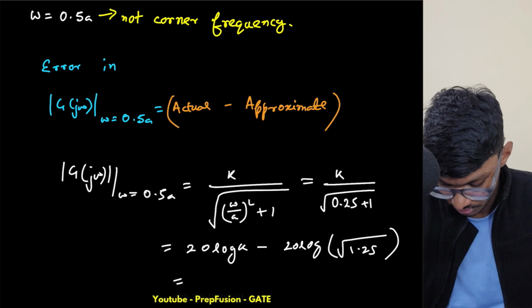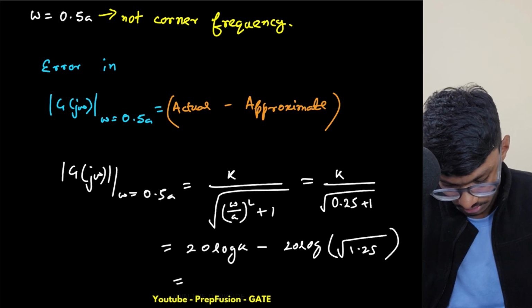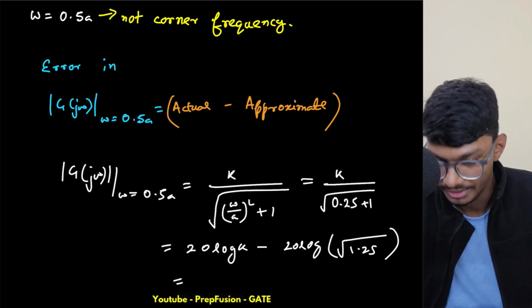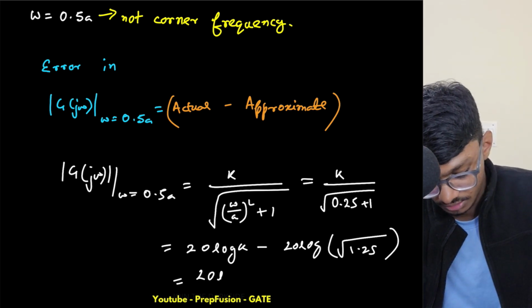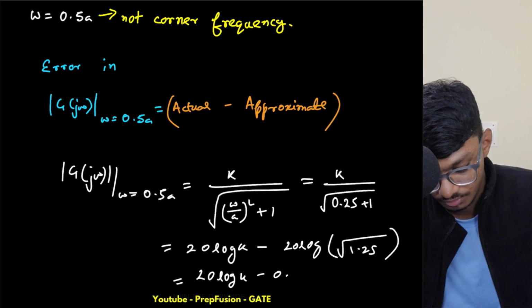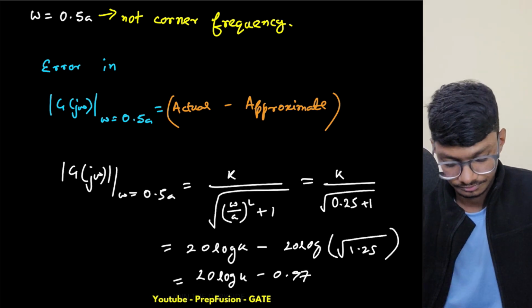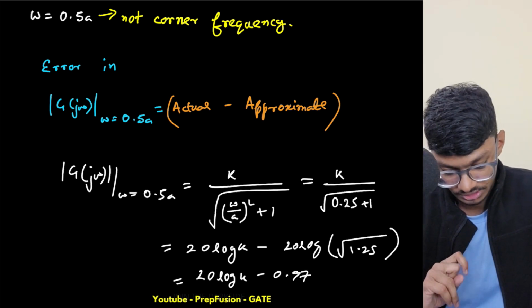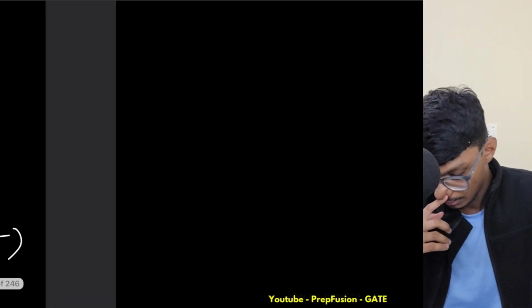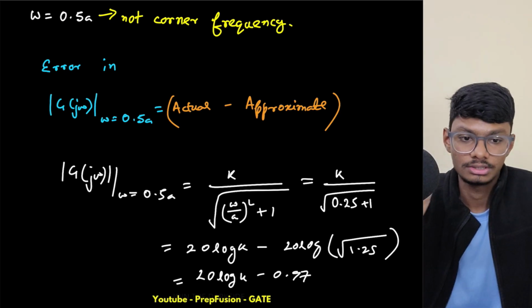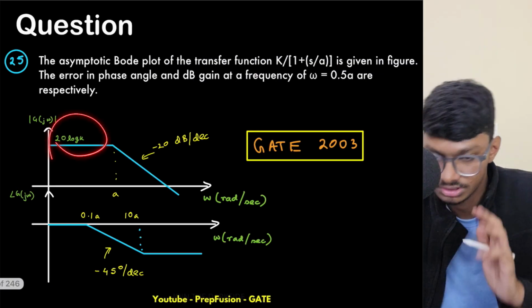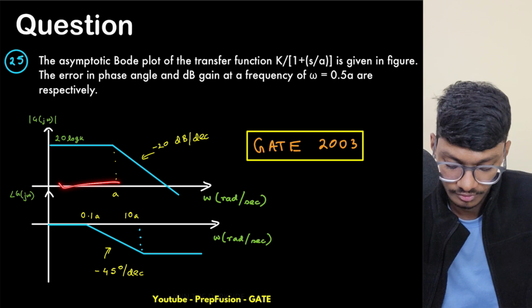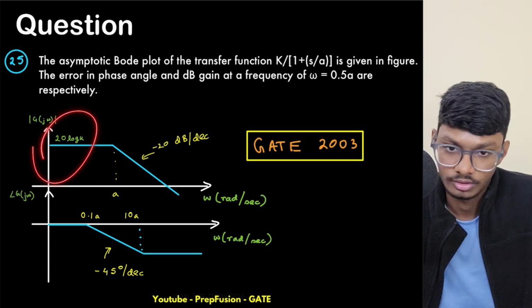Let me calculate this one: 1.25 under root and log into 20 is almost 0.97. So this will basically be the error. This is 20 log k minus 0.97. Now what is the approximate value? You can see it from the graph itself, or you know already, before the corner frequency this will be constant, like this is 20 log k simply.